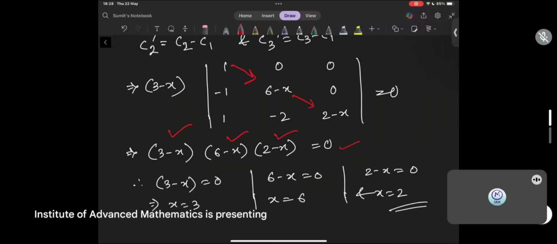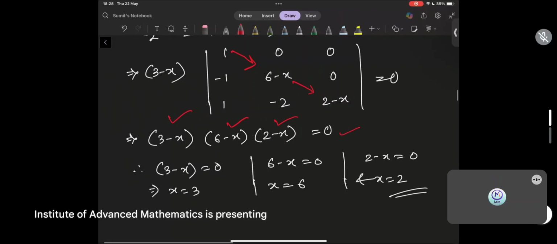So if the product is 0, then each factor can be 0. So 3 minus x can be 0, 6 minus x can be 0, 2 minus x can be 0. So from there, we can get the values of x as 2, 3 or 6. Clear?